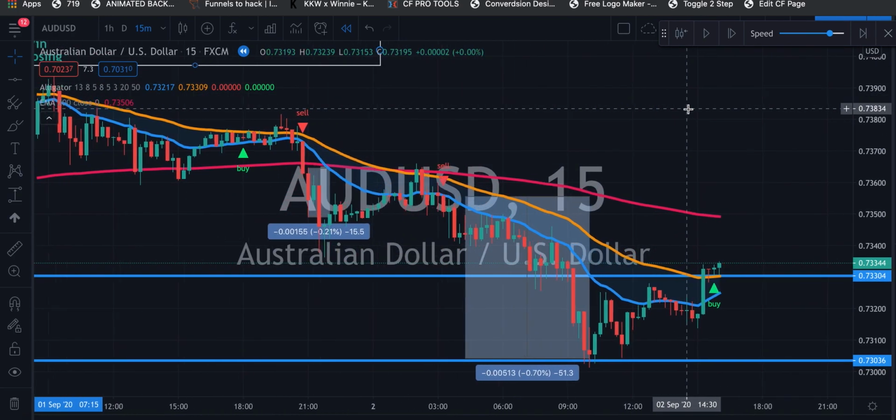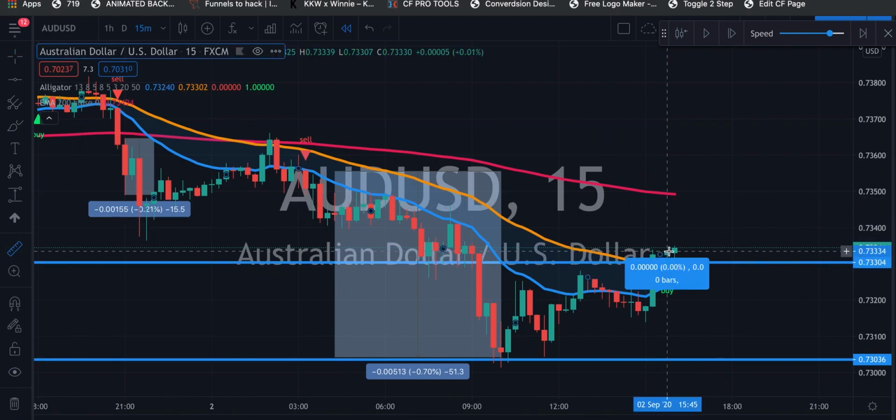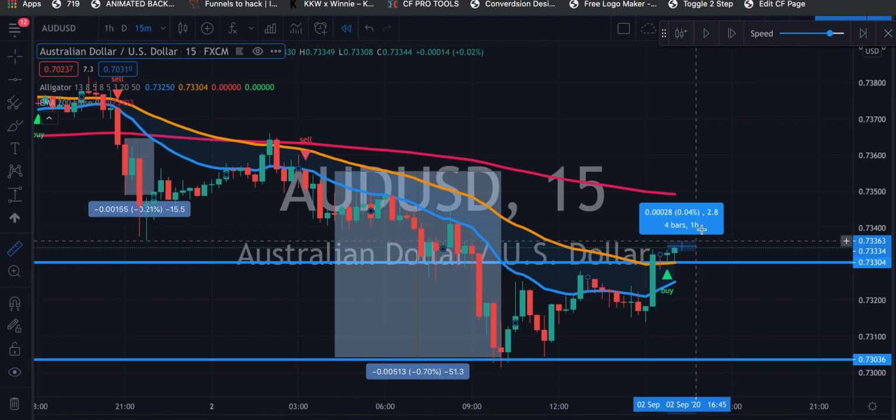Okay, let's look at this one. Now, this is kind of tricky, but I would take this trade. Let me tell you why. It is above the orange and blue. And remember, the market always tries to come back to this trend to hit it, right? So it's at least 15 pips.